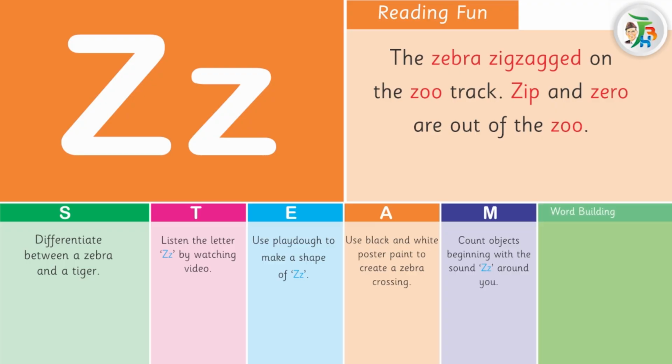Word building. Let's spell and read these words. Z, O, O. Zoo. Z, I, P. Zip. Z, A, P. Zap.